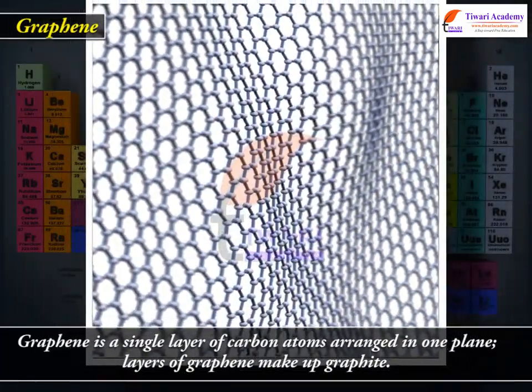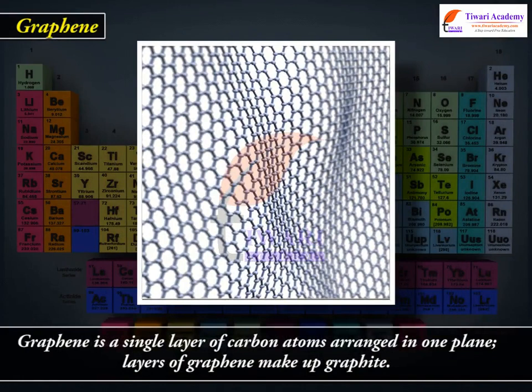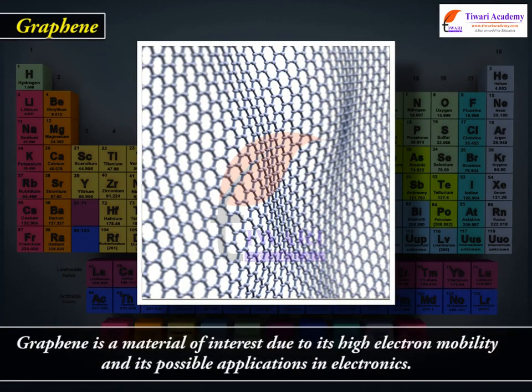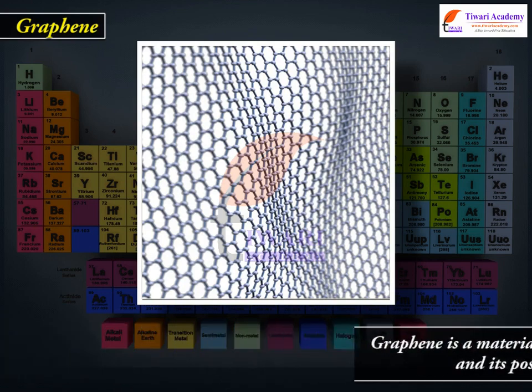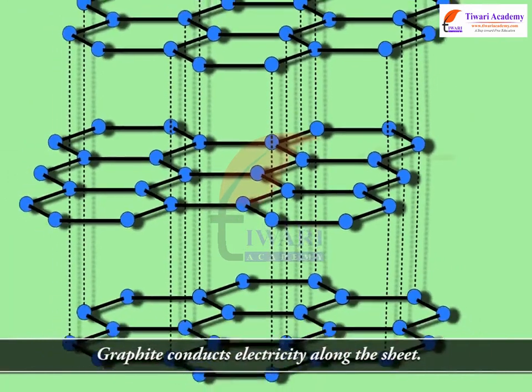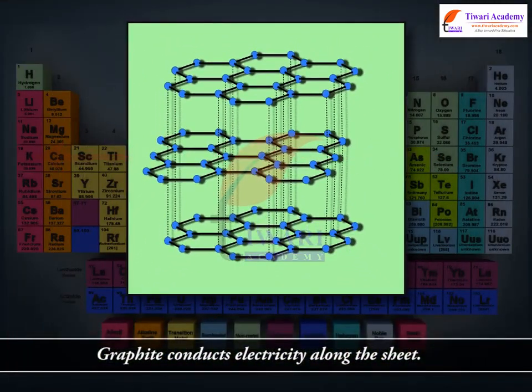Graphene is a single layer of carbon atoms arranged in one plane. Layers of graphene make up graphite. Graphene is a material of interest due to its high electron mobility and its possible applications in electronics. Graphite conducts electricity along the sheet.